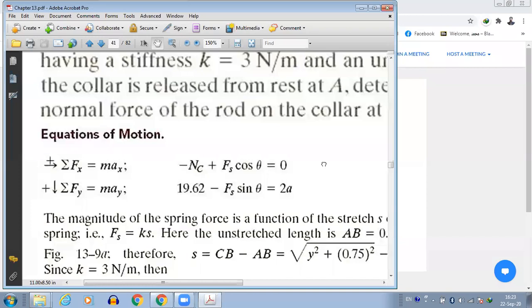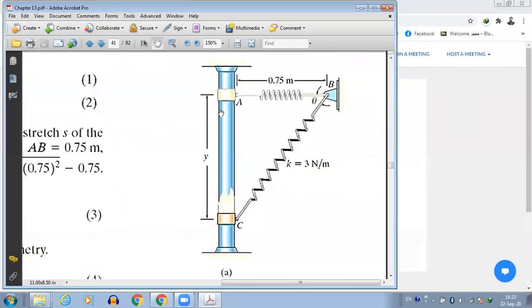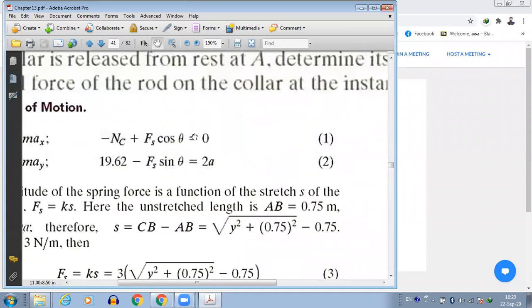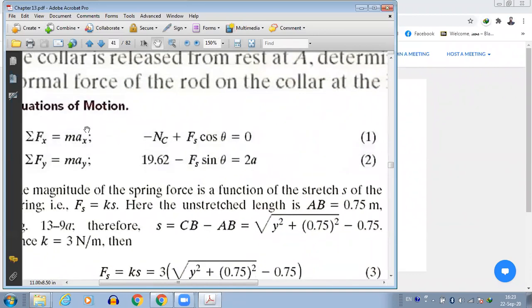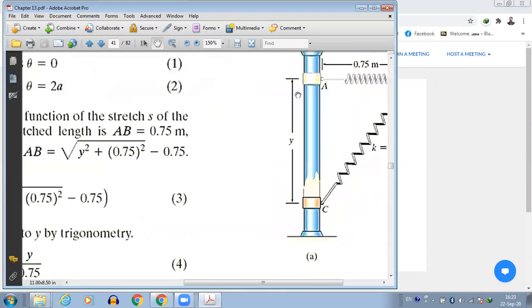First of all, if the collar is moving down, there is acceleration in the y direction. There is no movement in the x direction, so ax will be 0. So the summation of forces in the x direction will be 0, but the summation of forces in the y direction will not be 0. Why? Because there is motion in the y direction.